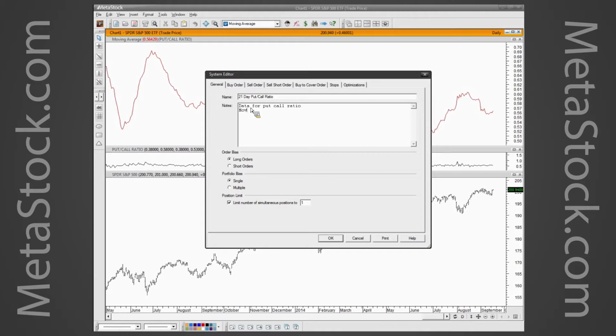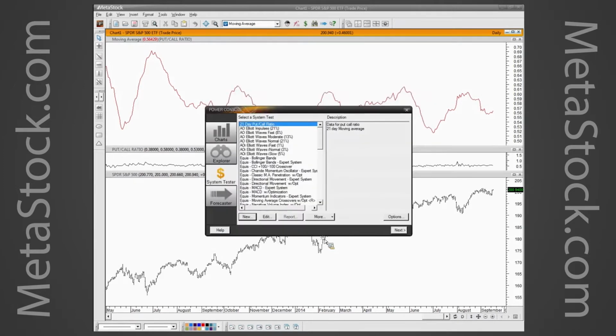And then we need the moving average for it. Let me just make sure that we are describing that good enough. That's a 21-day moving average. Now I'm just going to go ahead and click OK to create the system, and I'm just going to go back to the chart here for a moment.